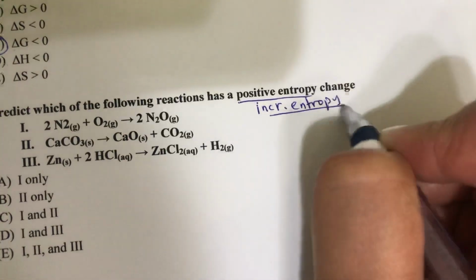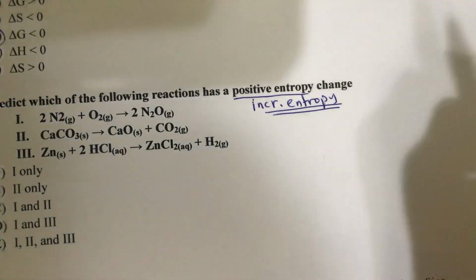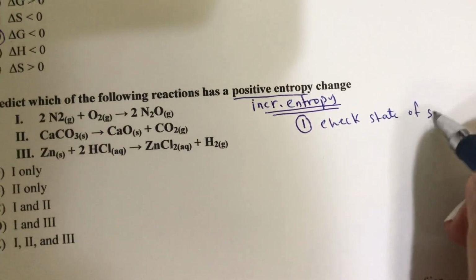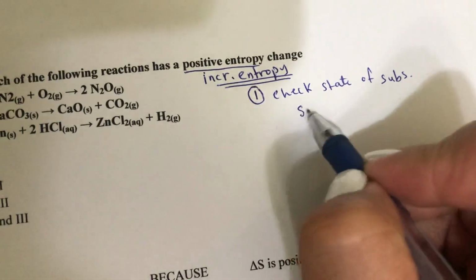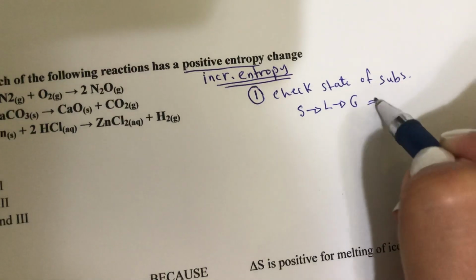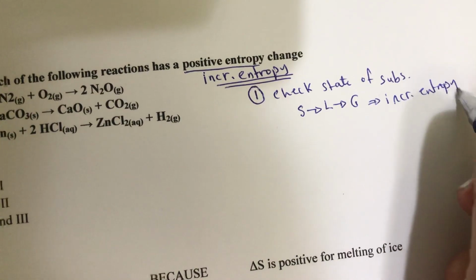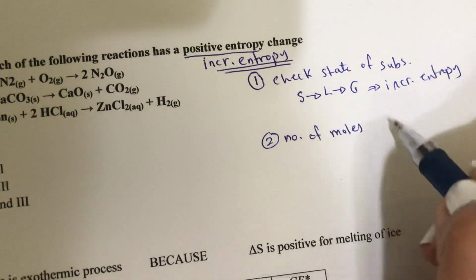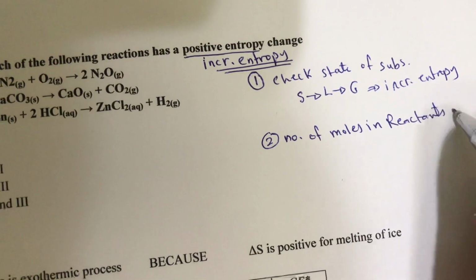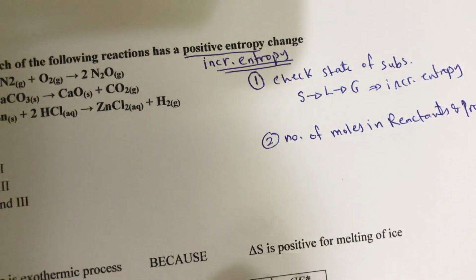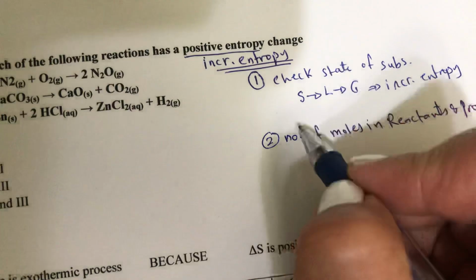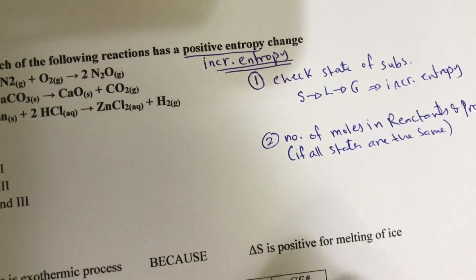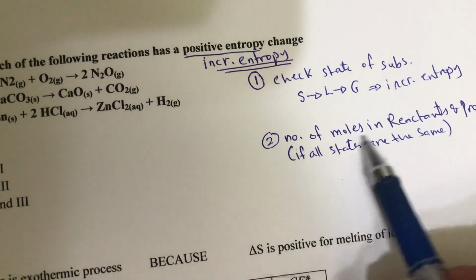So if you have chemical equations, first you have to check the state of substances, and if they change from solid to liquid to gas, it's an example of increasing entropy. If the reverse, decreasing entropy. And then you have to check the number of moles in reactant and product. So if all states are the same, for example gas, gas, gas, or liquid, liquid, liquid, you have to check the number of moles in reactants and products.